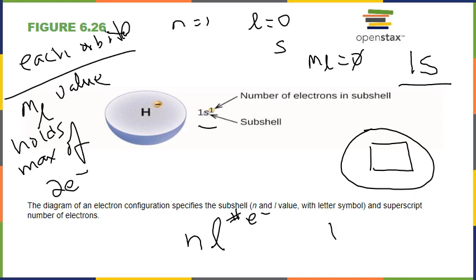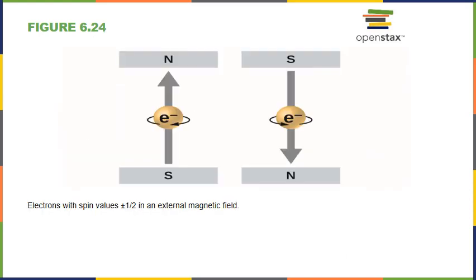So if we have hydrogen, we have one electron. Where is it going to be? As close as it can get to the nucleus, and we're going to write 1s1. We have one electron in the closest orbital to the nucleus, and it's called the 1s.